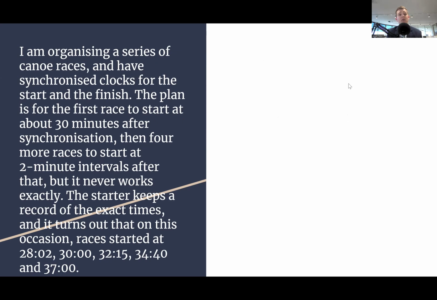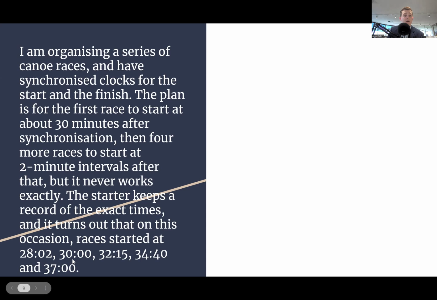So I am organizing a series of canoe races and have synchronized clocks for the start and the finish. The plan is for the first race to start at about 30 minutes after the synchronization. Then 4 more races to start at 2-minute intervals after that, but it never works exactly. The starter keeps a record of the exact times, and it turns out that on this occasion, the races started at 28 minutes and 2 seconds, 30 minutes, 32 minutes and 15 seconds, 34 minutes and 40 seconds, and 37 minutes.